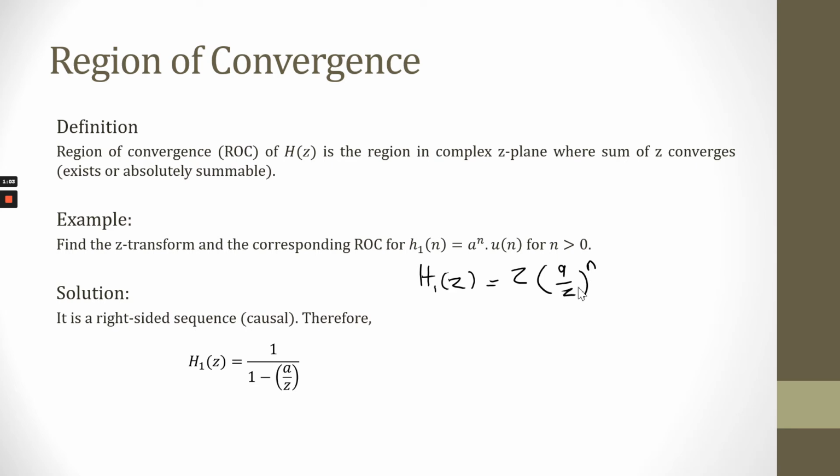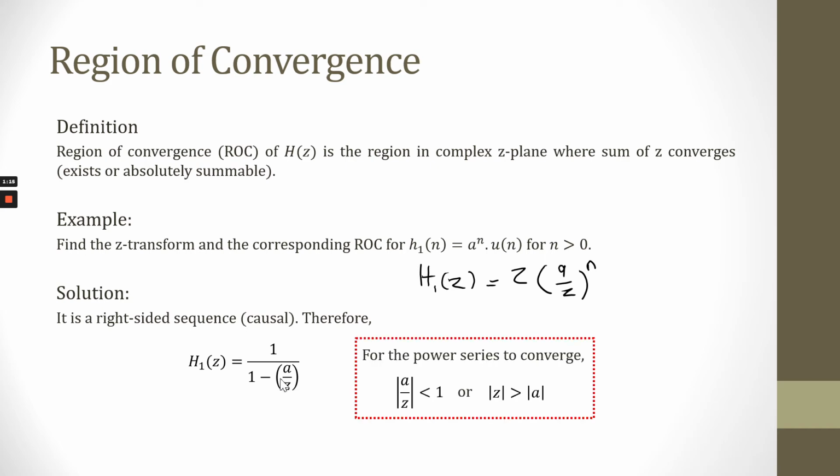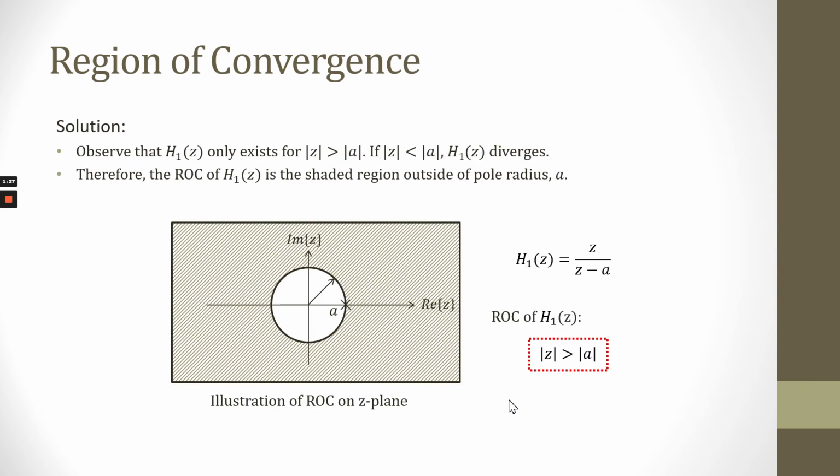Based on this function, the closed-form expression of a to the power of n, we have 1 over 1 minus a over z. From this one, a over z must be less than 1. If we rearrange this equation and take z to the right side, it means that z must be larger than a. Okay, z must be larger than a. So this can be transformed into the ROC.